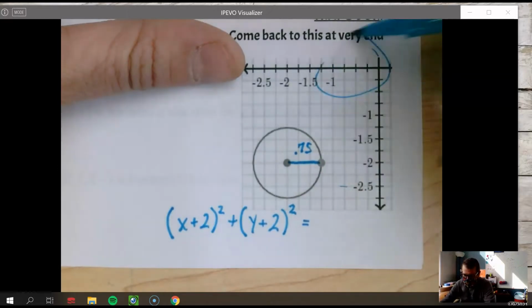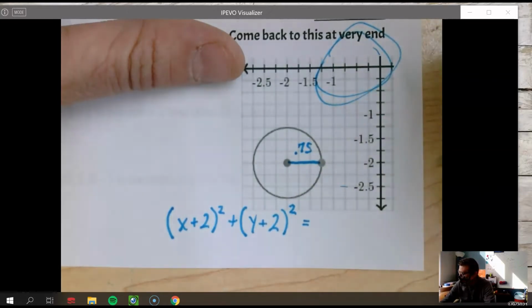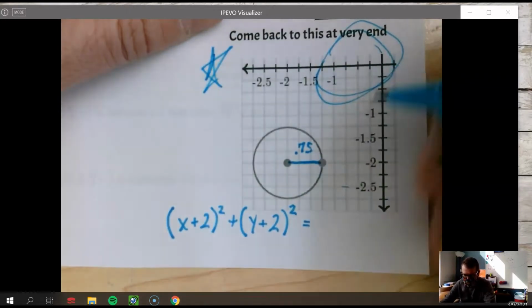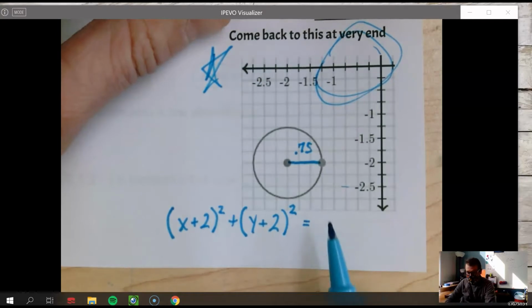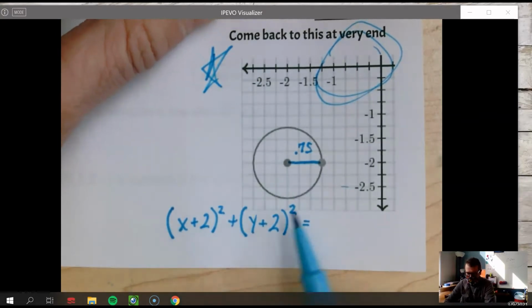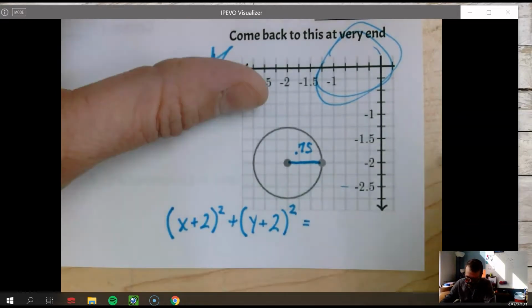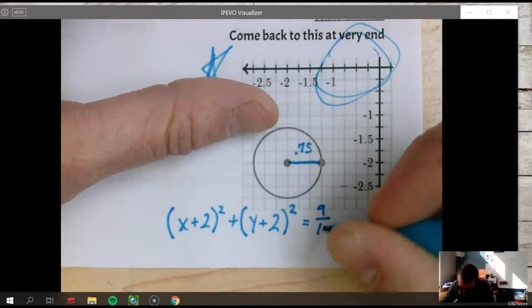Guys, anytime you see that your units are not 1-to-1, you should indicate that. You should put a little note for yourself, because it's real easy to write this down and then go, oh, 1, 2, 3, 9. It's not 9 because this is not 3. It could be 9/16.